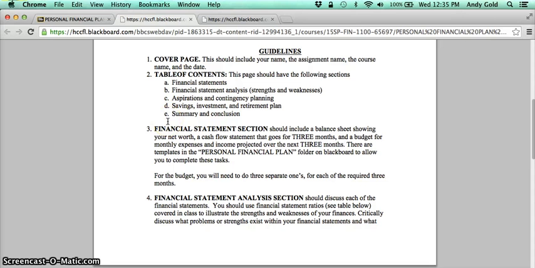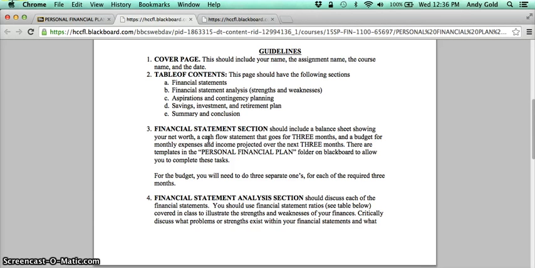Section 3, which is going to be the 3rd page, is going to be where you insert your financial spreadsheets. Those spreadsheets, again, will include a budget for the month of February, which is one page, a budget for the month of March, and a budget for the month of April.